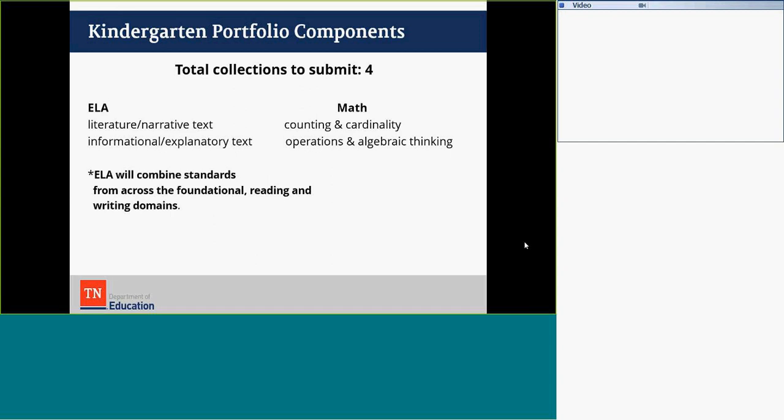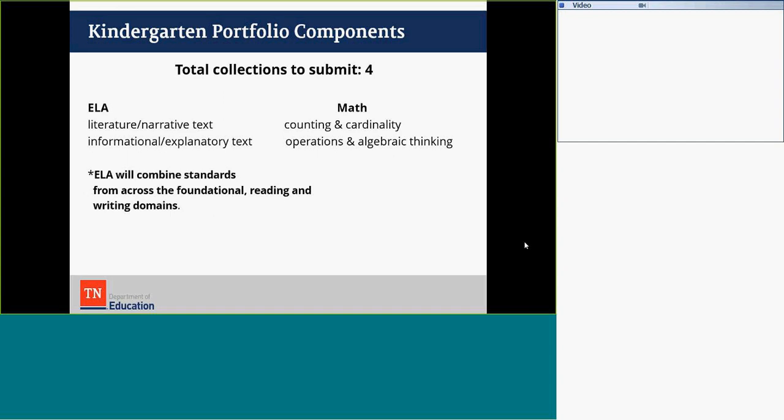The kindergarten portfolio component is very similar to pre-K: 4 total collections, 2 in ELA and 2 in math. In ELA, there's a literature narrative text collection and an informational explanatory text collection. And in math, there is not a choice on one of the collections like in pre-K: counting and cardinality for collection 1 and operations and algebraic thinking for collection 2.